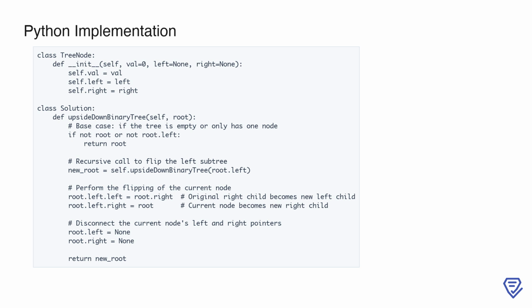This approach efficiently transforms the tree with a time complexity of O(n), where n is the number of nodes in the tree, as each node is visited exactly once. The space complexity is O(h), where h is the height of the tree, due to the recursive call stack.